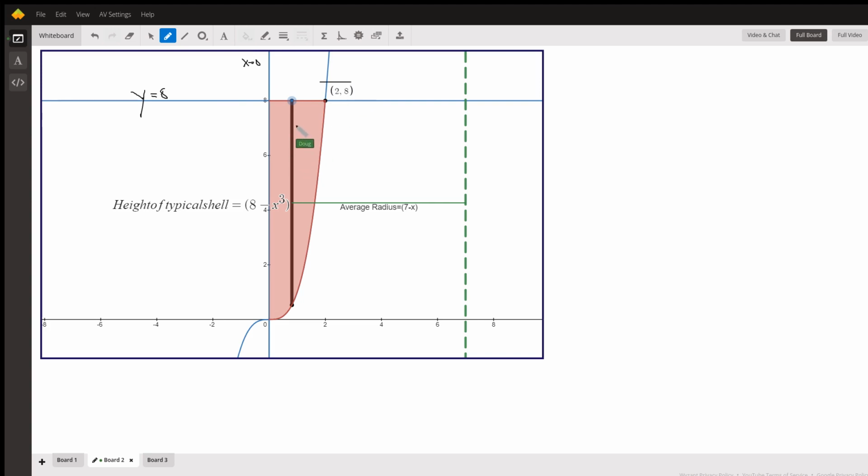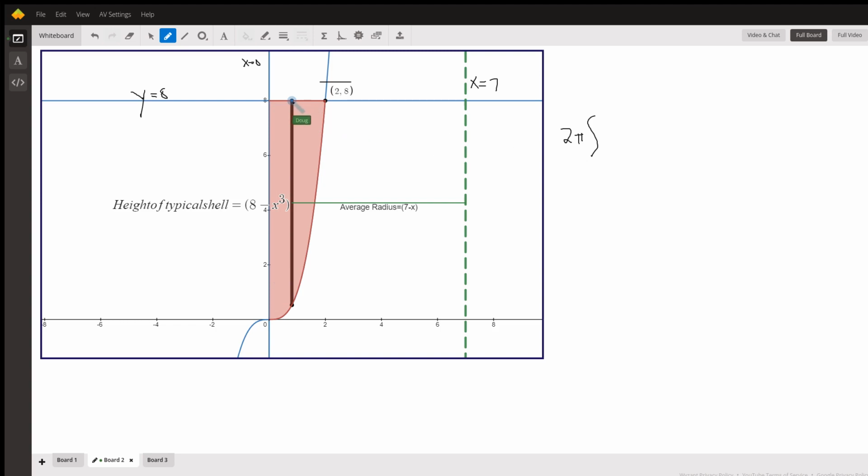If we're going to use cylindrical shells, we want our typical shell to be parallel to the axis of revolution, which is this line right here. And for the cylindrical shell method, we want to use 2 pi times the definite integral from where to where? Well, these typical shells occur between x equals 0 and x equals 2.